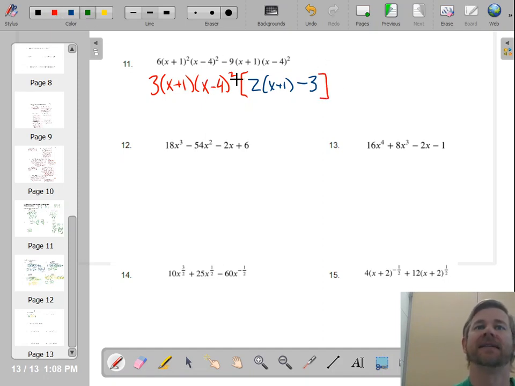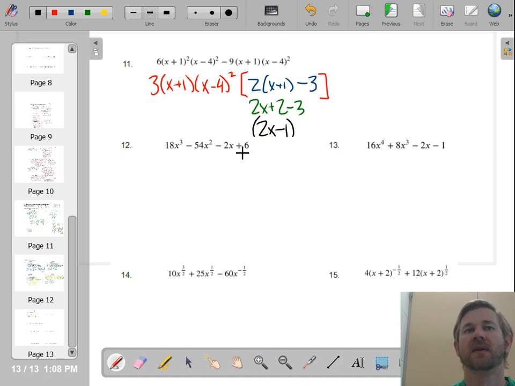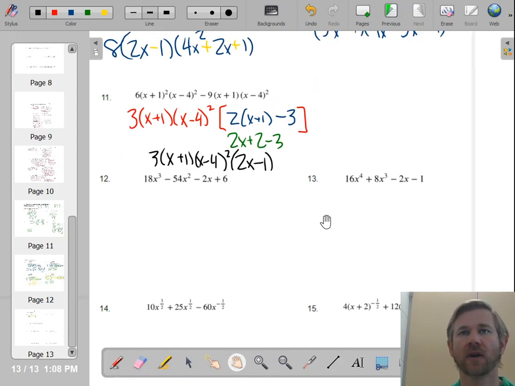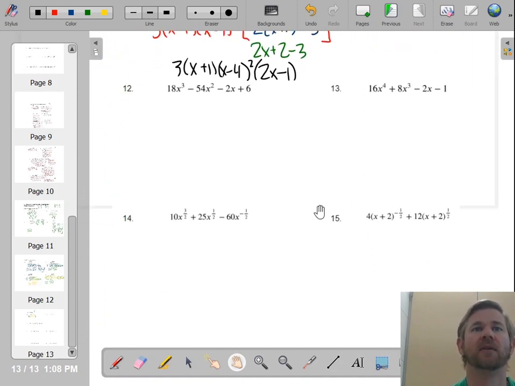You need to simplify the inside, 2x plus 2 minus 3, and that will then make 2x minus 1. So the rest doesn't change: x plus 1, x minus 4 squared, times 2x minus 1. But you do need to simplify the inside. Let's try another one. Number 12.